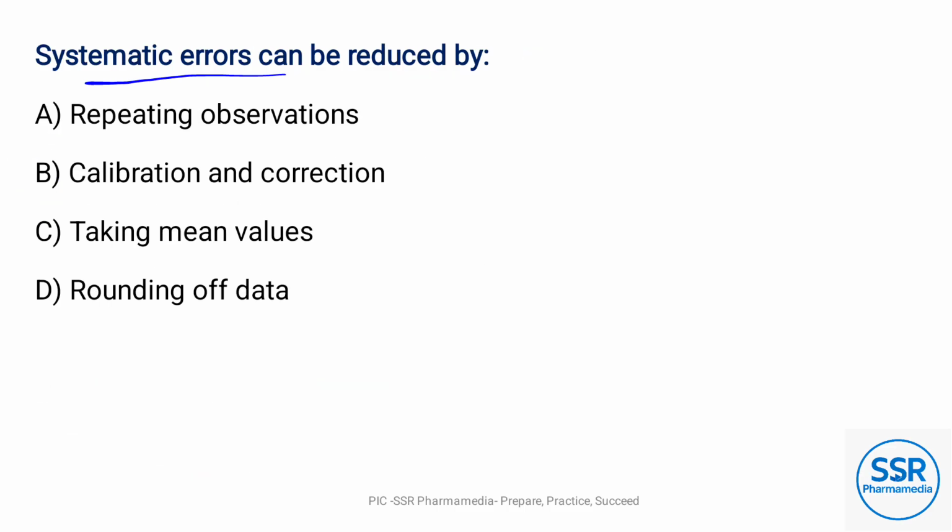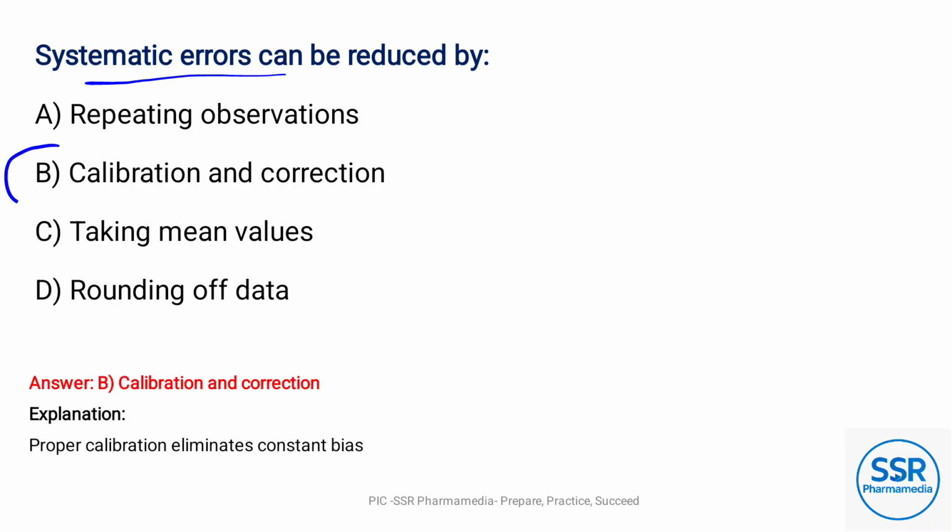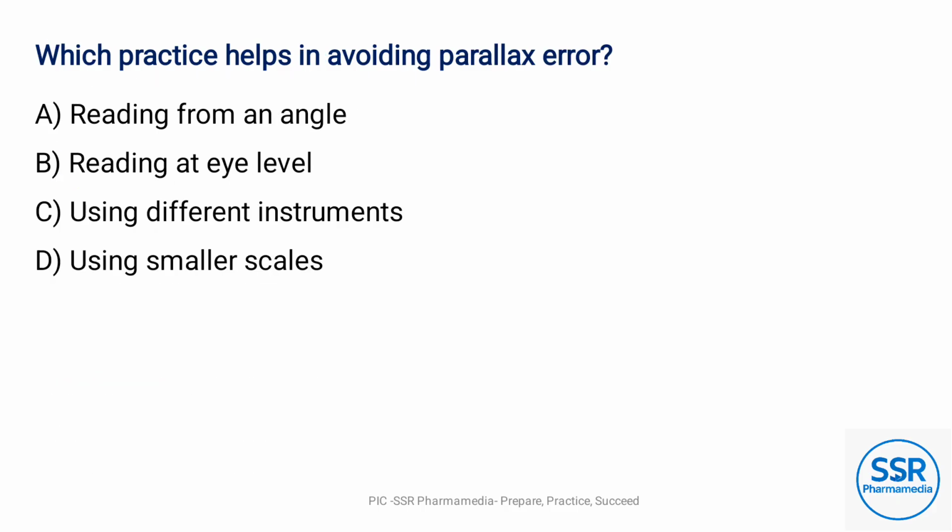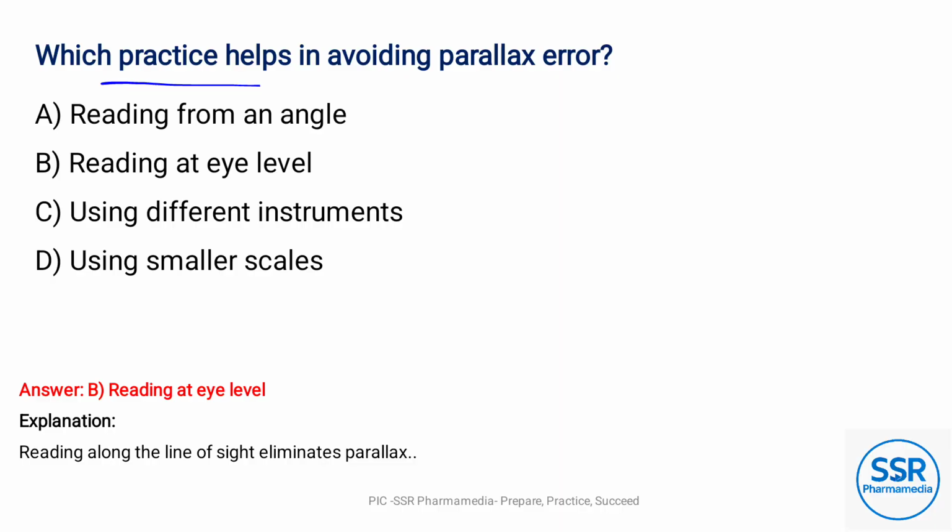The systematic errors can be reduced by, so option B, calibrations and corrections. Proper calibration of instruments helps eliminate constant bias. Which practice helps in avoiding parallax error? So the answer is option B, reading at eye level. Reading along the line of sight eliminates the parallax error.